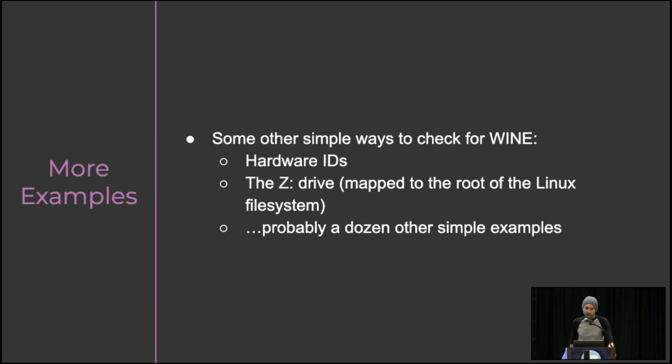Let's talk about a few more examples of things that are just a little bit more complicated. So if we wanted to look for ways that we could check for Wine versus Windows, we could look for hardware IDs. This might work a little bit better on, say, Steam Deck than somebody's desktop running Steam OS. Wine prefixes include what's called the Z drive, which is directly mapped to the host Linux operating system. So the existence of this could be an indication that you're running on Wine. There's at least some possibility of false positives if someone just happens to be using that drive letter. And there's probably a dozen other simple examples, but let's talk about something a little more complex and a little harder to defeat.